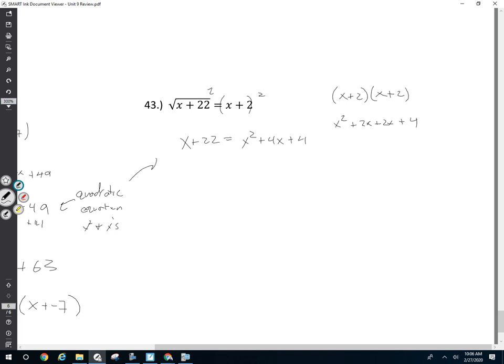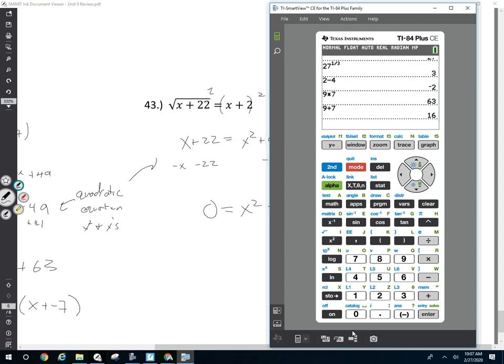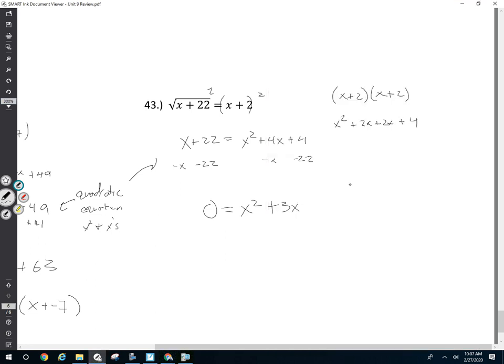X's and x's. Get everything onto one side. Subtract x, subtract 22. Subtract x, subtract 22. This gives me x squared plus 3x, and then minus 18, which is 4 minus 22. Make sure you're doing it in that order, or adding the opposite, so that you get a negative value. Now, we realize through this process how the two numbers that add give us the middle number, and they multiply to give us that final number.